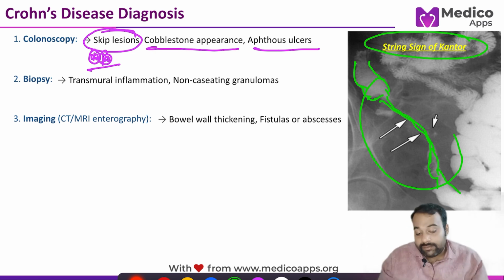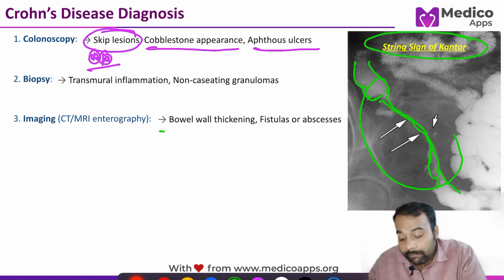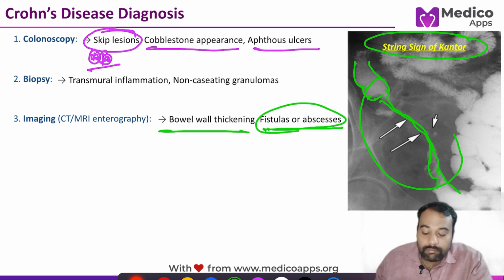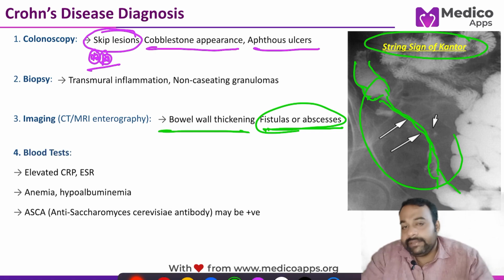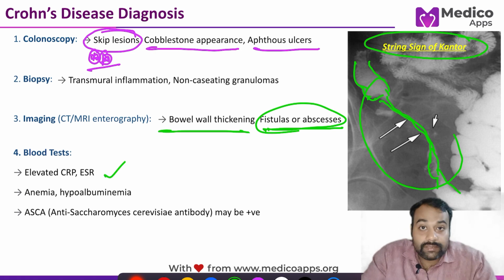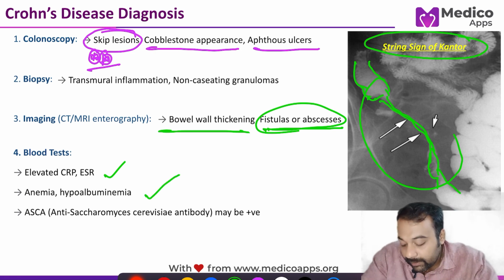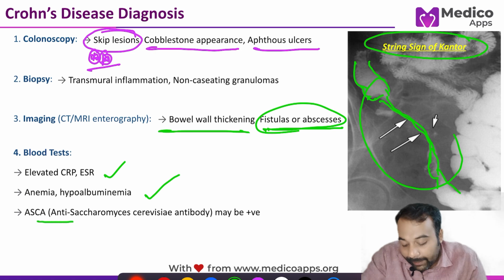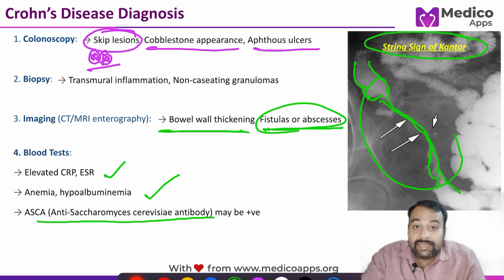Now in the CT and MR enterography there is bowel wall thickening, as I have already mentioned, and you can also encounter fistula and abscess formation in such cases. In the blood or biochemical tests, there is a raised ESR and CRP as a result of the chronic inflammation. There is anemia and hypoalbuminemia as a result of the chronic inflammatory process as well. And anti-Saccharomyces cerevisiae antibodies may be found to be positive in patients.